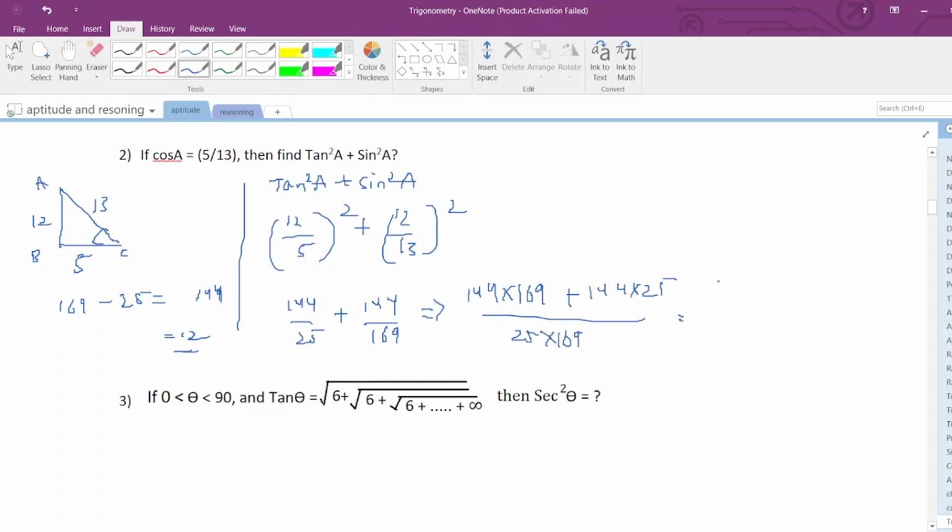If you take 144 common, you will get 169 plus 25, 194, so 194 by 25 into 169, which is 4225. After you solve this, you will get approximately 6.7 something. So this is the way you should do it.